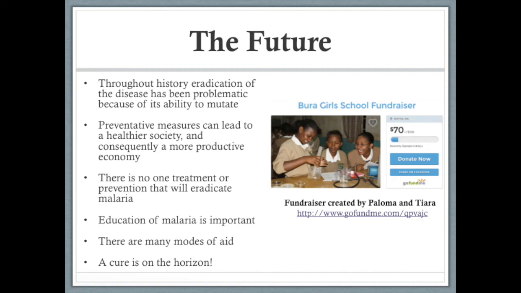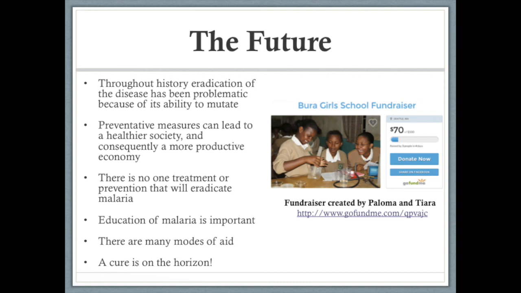Education of malaria is important within the affected communities as well as those who are not affected. People who are interested in helping can take many approaches. Helping those with malaria can be as simple as monetary donations to preventative organizations to as large as becoming a scientist or researcher in the field.